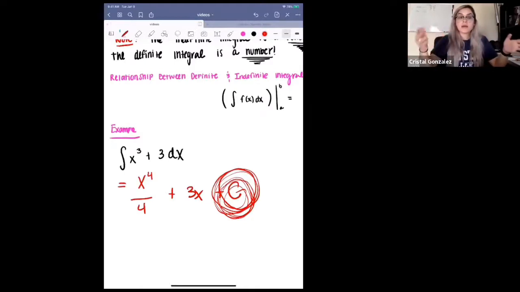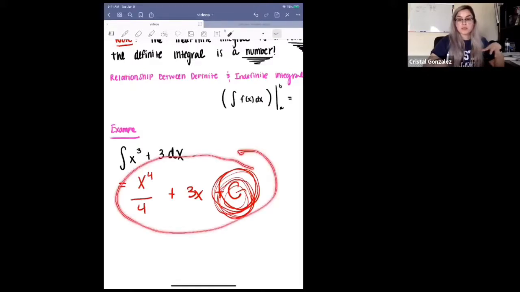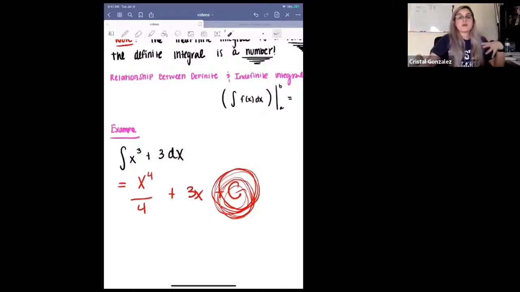So I'm evaluating the integral. And I need that plus c because if I take the derivative of my antiderivative, my c is just a constant, so we know that it will go away and disappear as 0. So we don't know what this is unless we have some underlying conditions, like initial conditions in our velocity problem. And so this is the way that you would evaluate the indefinite integral.